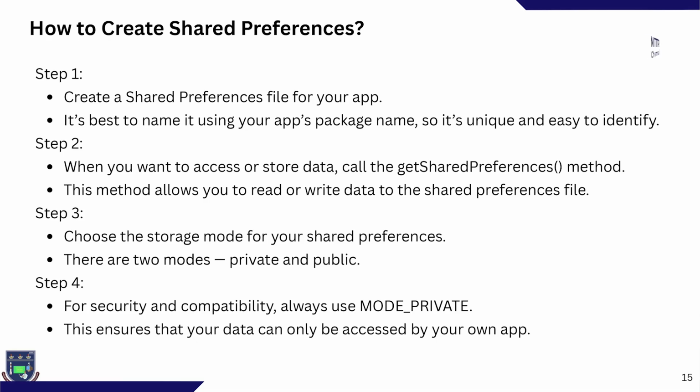Next we will move into the section on how to create shared preferences. The first thing we need to do is create one shared preferences file per application. Name it with the package name of your application, so it will be unique and easy to associate with your application. When you want to get the values, call the get shared preferences method.